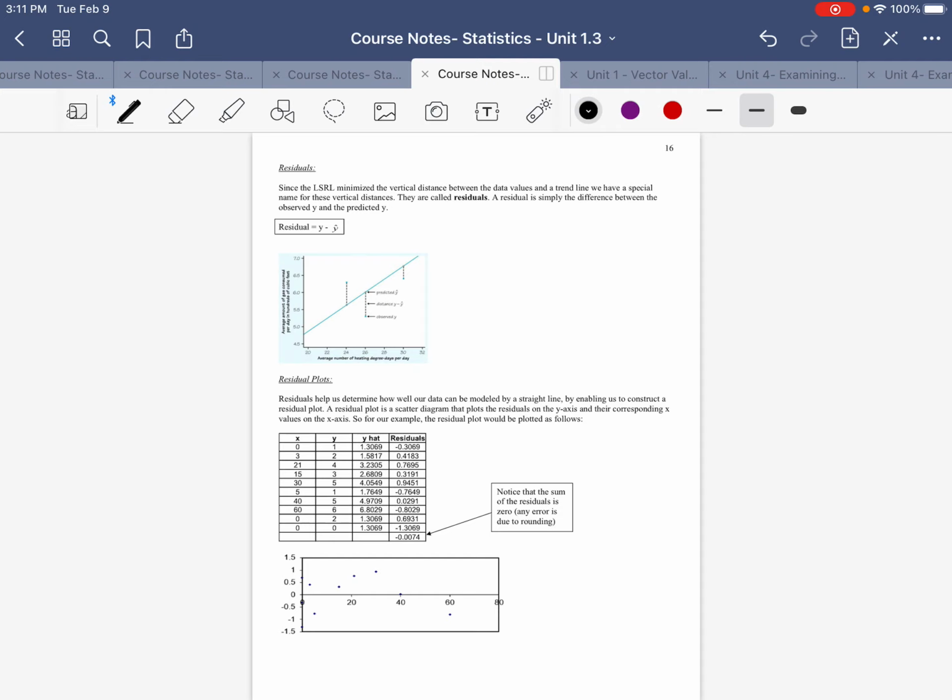So we're continuing on with the Unit 1 packet, Section 3 or Lecture 3. This is a topic called Residuals. It's an interesting topic because it's specifically related to linear regression and whether or not a regression model is a good fit for a data set.